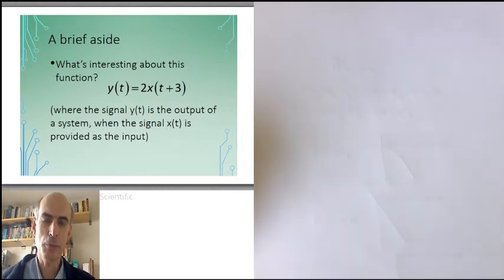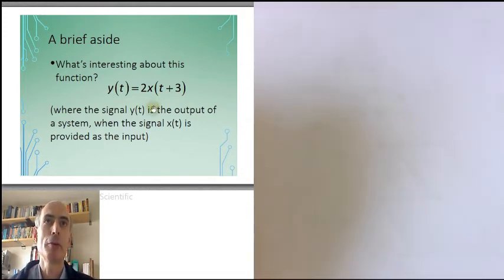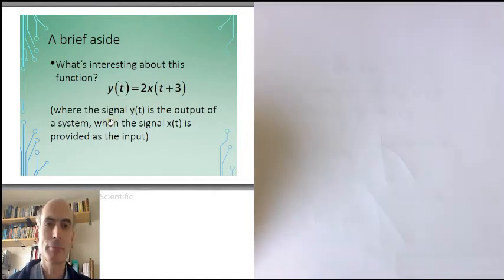Now the inputs and the outputs don't have to be unchanging. They can be functions of time. This function, for example, we have the output y of t is equal to 2 times the input at time t plus 3. That's an interesting function. Why is it interesting in particular? Well, it's impossible to build. We call functions like this acausal.